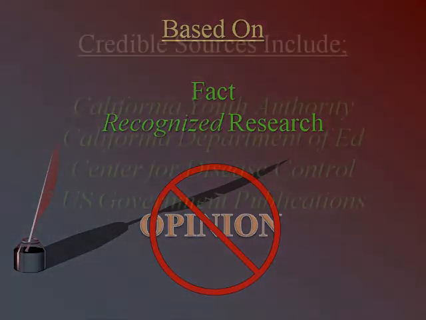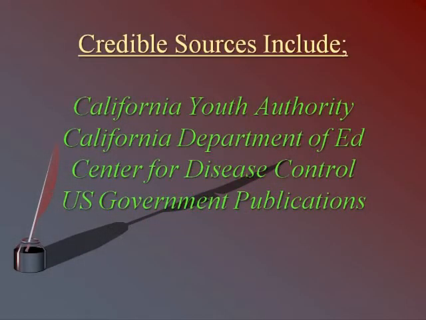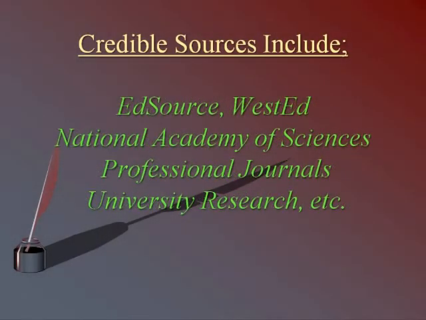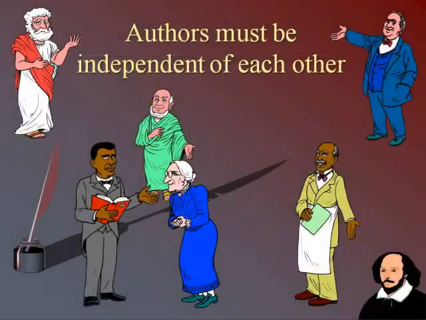Now, credible sources of information may come from state and federal government offices, such as the California Youth Authority or the Centers for Disease Control and Prevention. Credible sources might come from highly respected private agencies, like EdSource or the National Academy of Sciences. And credible sources can also be from professional journals. You'll want to avoid authors who use the work of another to justify their findings. Resource authors must come to the same or similar conclusions independent of each other.